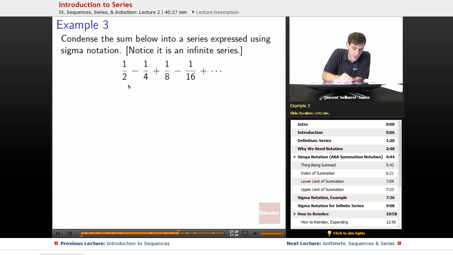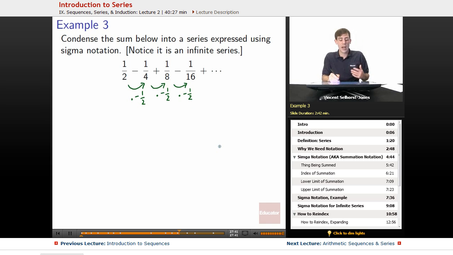So how do we get from 1/2 to negative a quarter? Well, we multiply by negative 1/2. How do we get from negative 1/4 to positive 1/8? We multiply by negative 1/2. How do we get to the next one? We multiply by negative 1/2. So with this in mind, how can we create a general term a_n? So a_n is equal to, since we're multiplying by negative 1/2 each time, negative 1/2 to the, is it going to be to the n? Well, here we're actually going to start with something else.